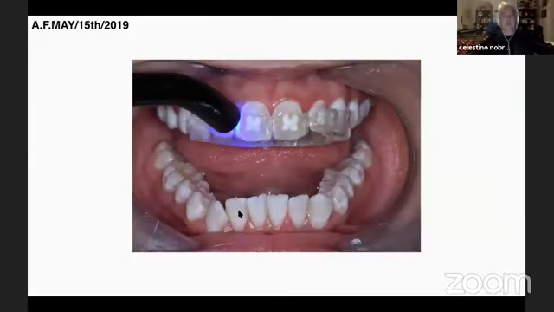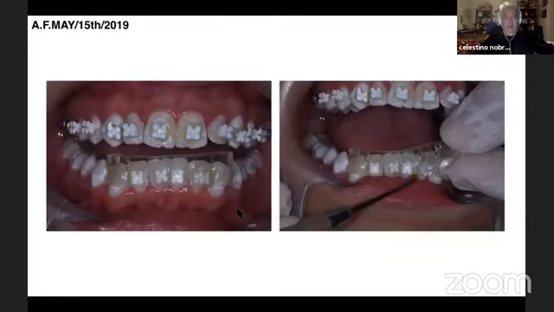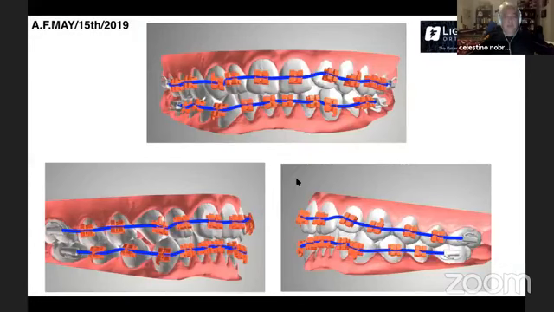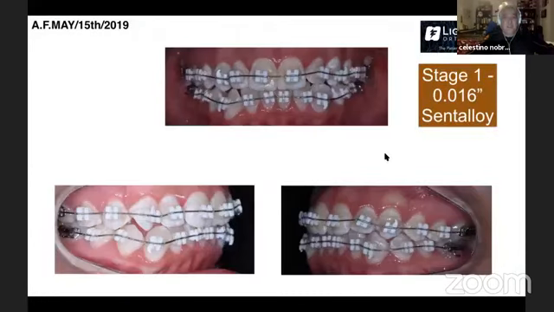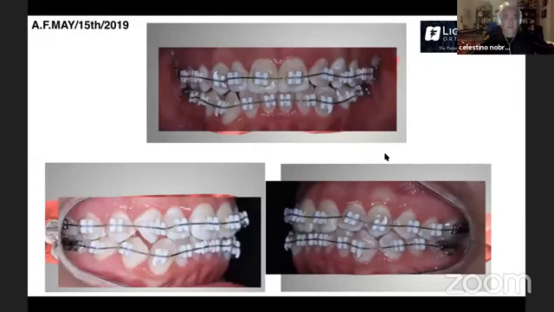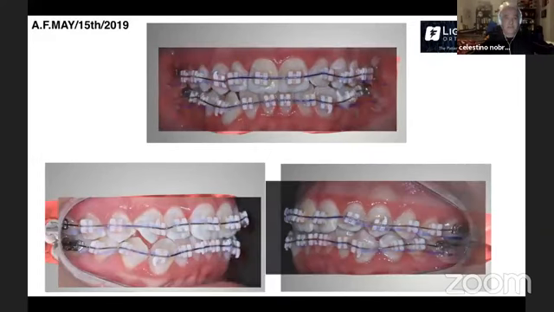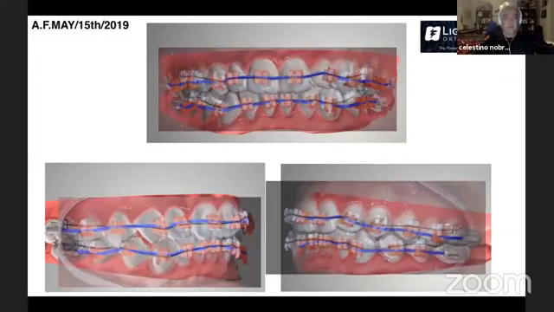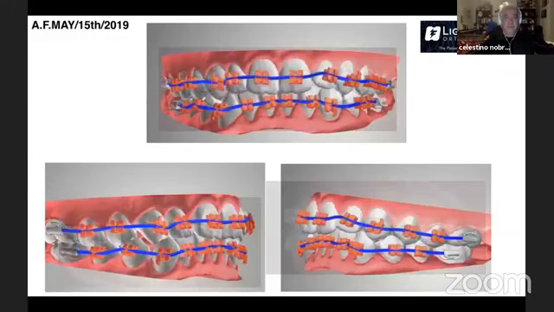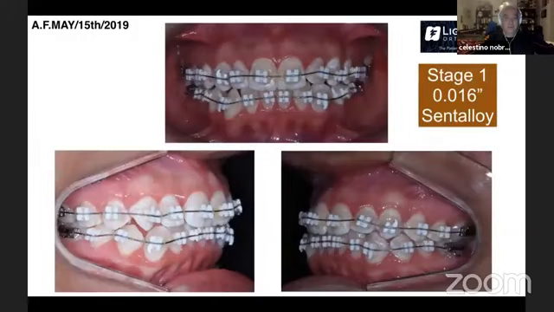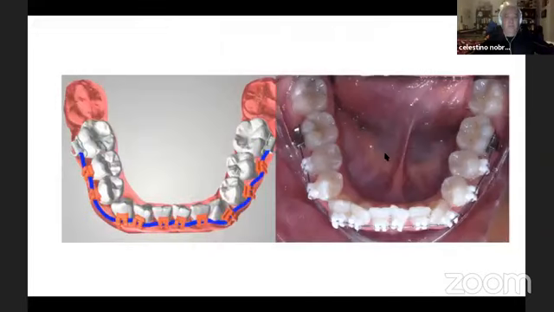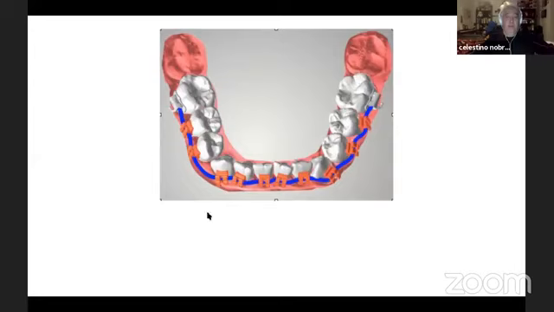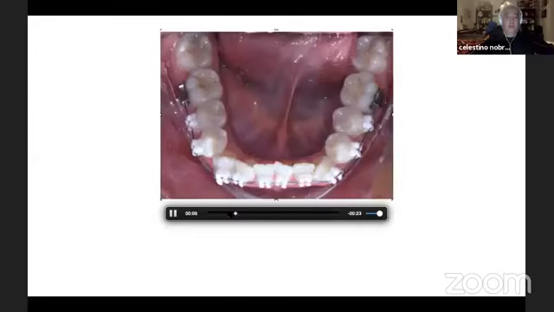And you can see that the system is pretty predictable. This is a 16 cent alloy, the first arch wire, pretty predictable. You can see that the system is really, really predictable, as I showed.